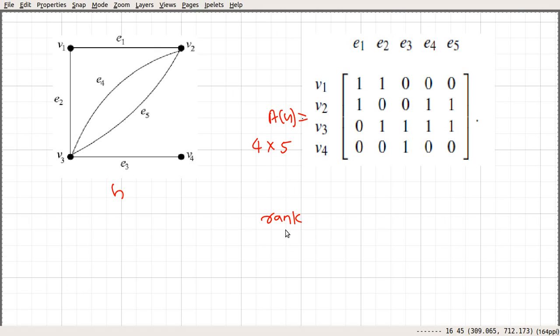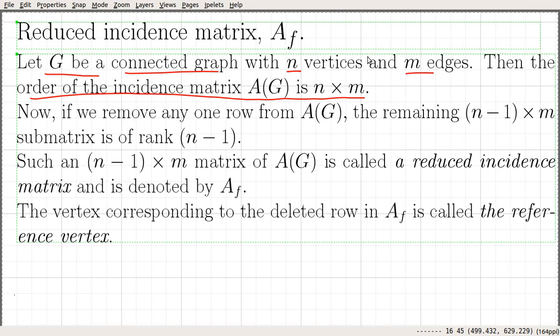Okay, so from the previous video we know that the rank of this graph, and we can see that this graph is a connected one, and from that result we know the rank of this incident matrix is n minus 1, where n is the number of vertices. So here the number of vertices is 4, so the rank of this matrix is 3. In general, we can see that the rank of this incident matrix is n minus 1.